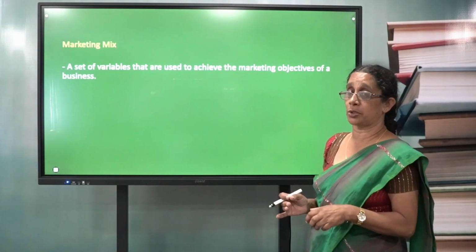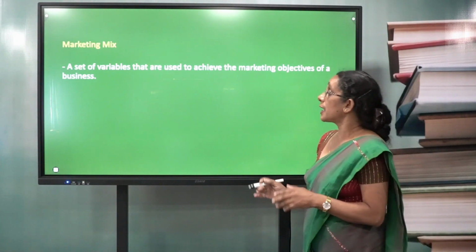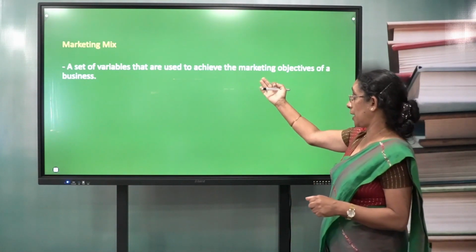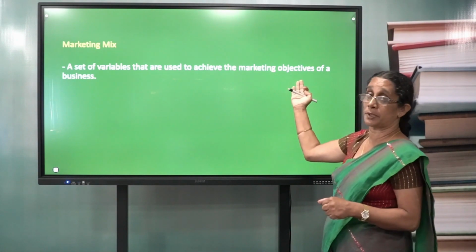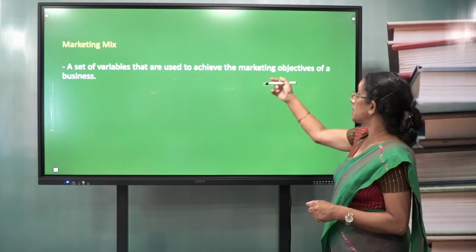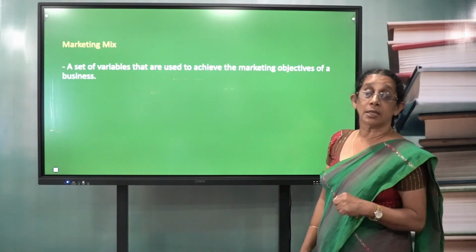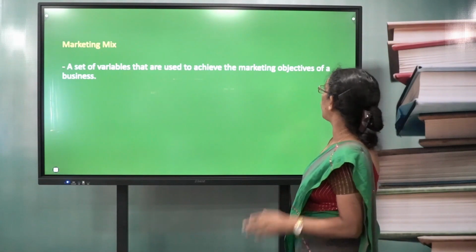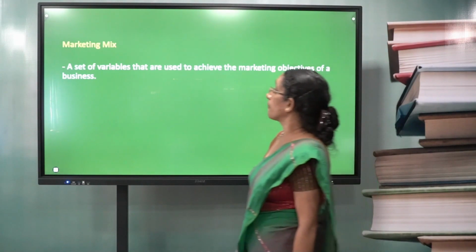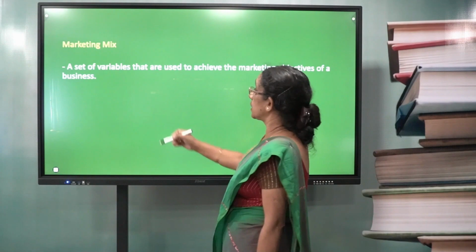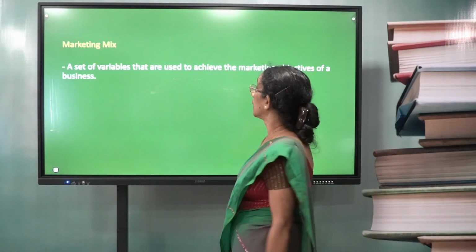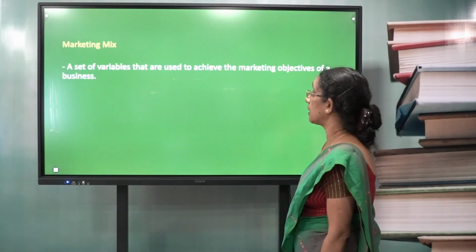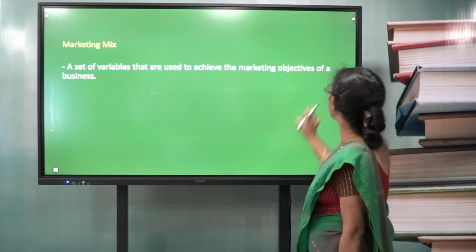Marketing is one function. So, they have their marketing objectives, and you should remember this, even these marketing objectives are also business objectives. Through this also, businesses try to achieve these marketing objectives. Therefore, to achieve these marketing objectives, businesses use a set of variables. So that is what we call marketing mix, or else we can say a set of tools.